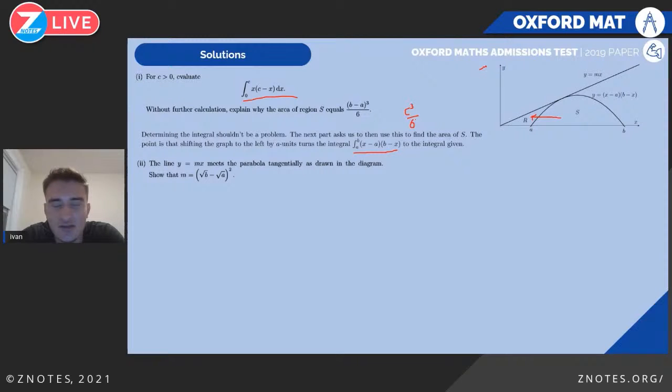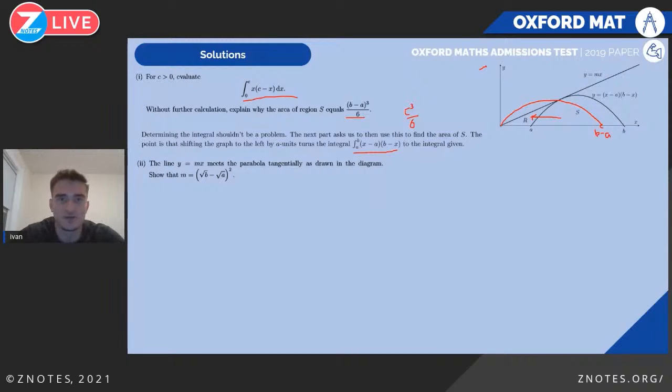And because we've translated the region by a units, the integral is going to be from 0 to b shifted a units that way. So it's going to be the integral from 0 to b minus a. So that's why you just get that. You just have to say words like that. So the shifted parabola goes through 0 and b minus a, and so we just sub in b minus a for c. All right.